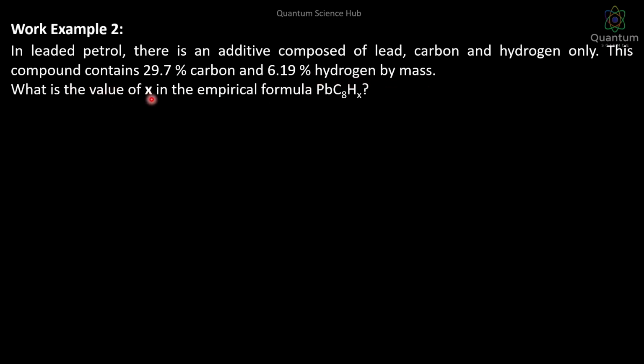What is the value of X in the empirical formula PbCH8HX? So how to solve this question? So we have to find what is the percentage of Pb. Because he says we only know the carbon and hydrogen, right? So all together, they will add up to 100%. So 100 minus the percentage of carbon, which is 29.7, and then minus the percentage of hydrogen, which is 6.19, then you will get this value, 64.11. Okay, so now everything is known in here.